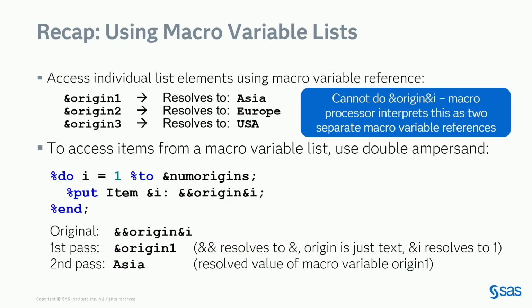Origin is the next token. That's treated by the macro processor as text because it's not a macro language element. And then &I, that's our loop counter. So the first time through this do loop, that resolves to 1. So you have &origin1.